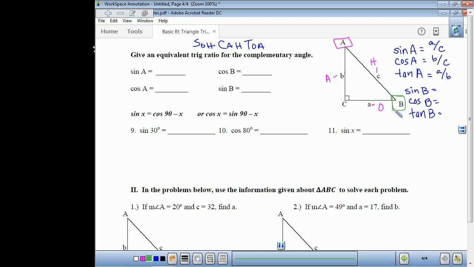Now, when we look from angle B, something interesting happens. From angle B, this is not the adjacent. It is now the opposite. And this is not the opposite. It is now the adjacent. So, sine of B is b over c. Cosine of B is a over c. And tangent is b over a.